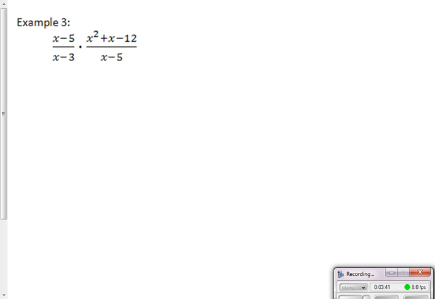Next example, look at it, and again I can reduce within this problem. I can take an x minus 5. This is a binomial here, and if I can take the binomial off the top, I have to be able to take the binomial off the bottom, which would both give me 1. Now when I write this problem out, right now I have 1 times x squared plus x minus 12, and this would all be over that binomial x minus 3.